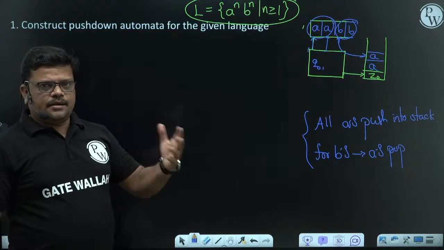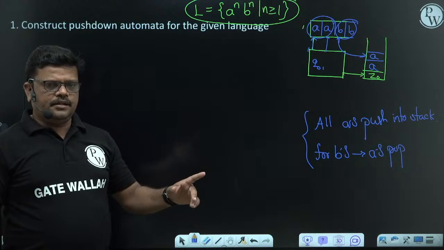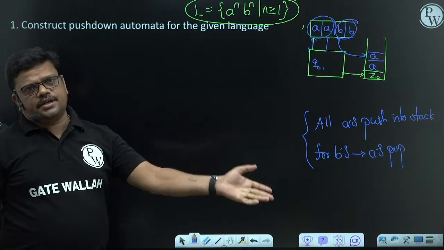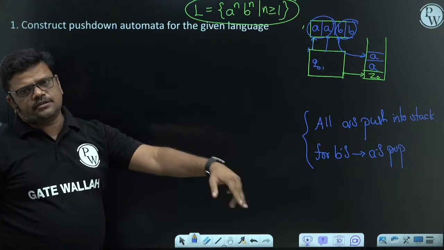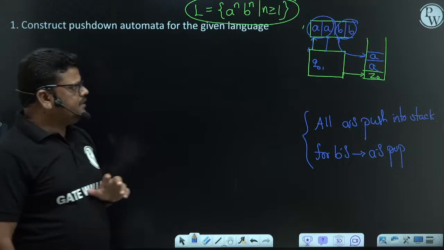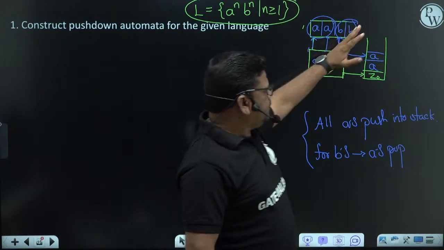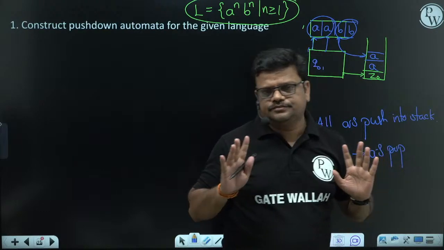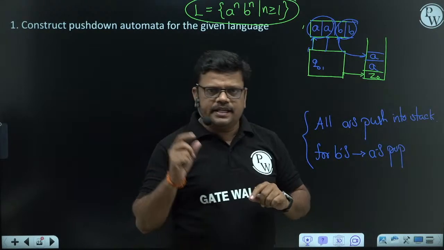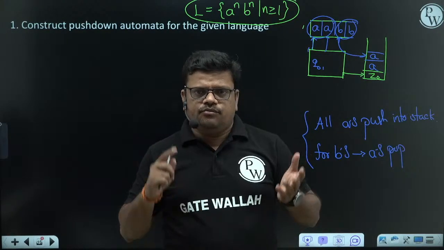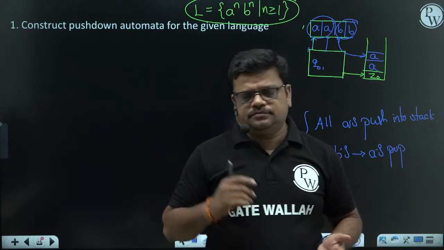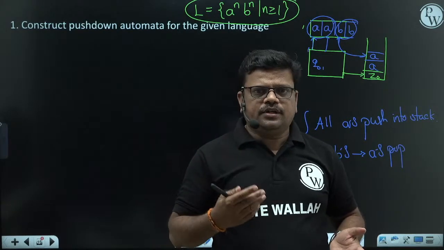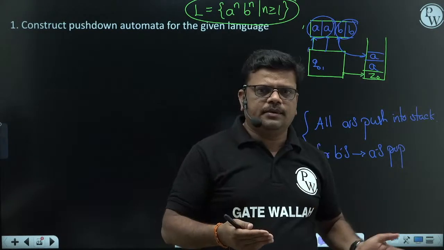So whenever A's are coming, push into the stack. For B, if there is an A on the top of the stack, pop. In this way, whenever the B's are over and the A's are over in the stack, A's and B's are equal. That is the conclusion. Logic is very simple. All A's push into the stack. Whenever B is encountered, 1B, 1A pops out, 1B, 1A pops out.